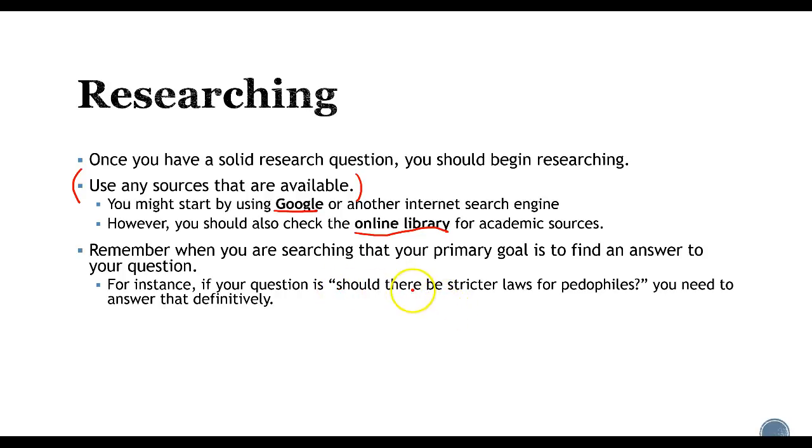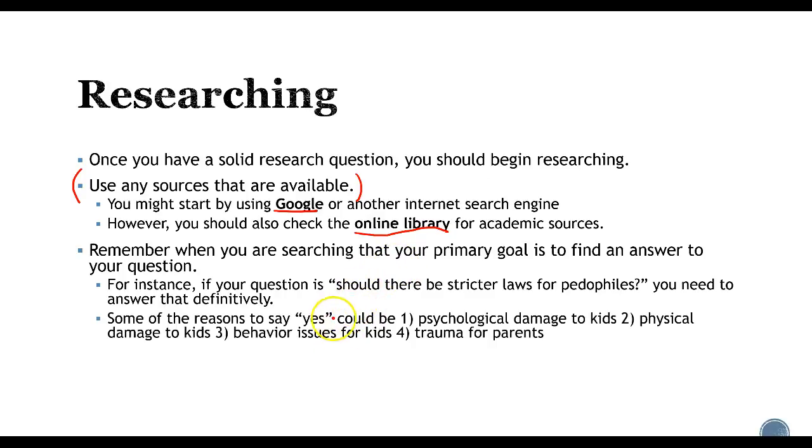A good successful argumentative essay will take a strong stance, yes or no, and give several reasons for and against while looking at counterarguments. So some of the reasons to say yes, there should be stricter laws for pedophiles could be because pedophilia causes psychological damage to kids. It causes physical damage to kids. It could cause behavioral issues for kids. Or it could cause trauma for parents.